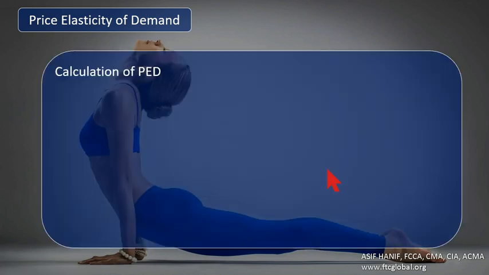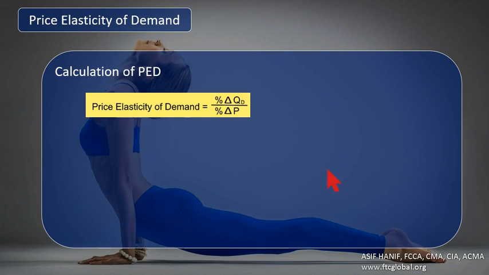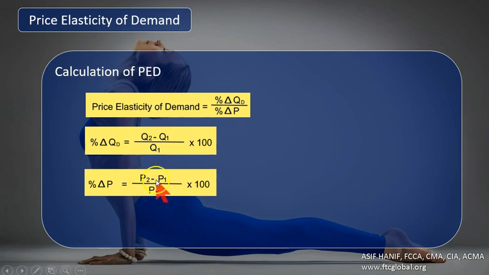So the next topic, calculation of price elasticity of demand. We use this formula to compute the price elasticity of demand: percentage change in quantity demanded upon percentage change in price. That is, change in quantity demanded is Q2 minus Q1 upon original quantity into 100. I'm sure you must know this formula, how to calculate the percentage change in something. Or percentage change in price, that is P2 minus P1, final price minus initial price upon initial price into 100. So it will give you the percentage change in quantity demanded and the percentage change in price. If you plug these numbers, you will get your price elasticity of demand.